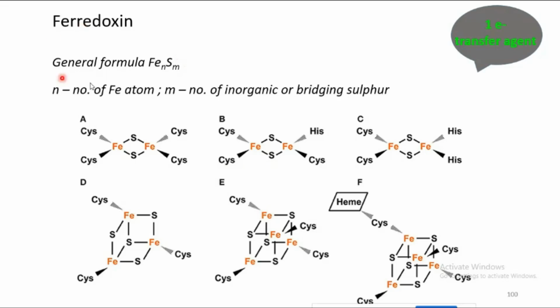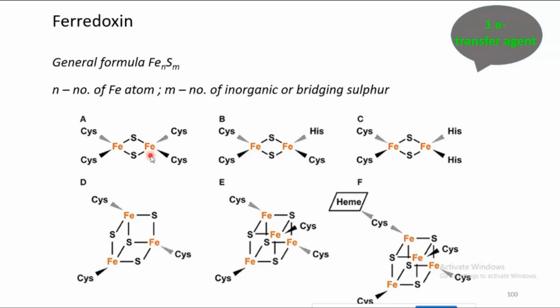They have the general formula FenSm. n stands for the number of iron atoms, whereas m stands for the number of inorganic or bridging sulfur. In the previous case, what should we put? Fe n equal to 1, m equal to 0 for rubredoxin. In the ferredoxin case, what should we do? Depending upon the molecular structure, we have to assign the m value.